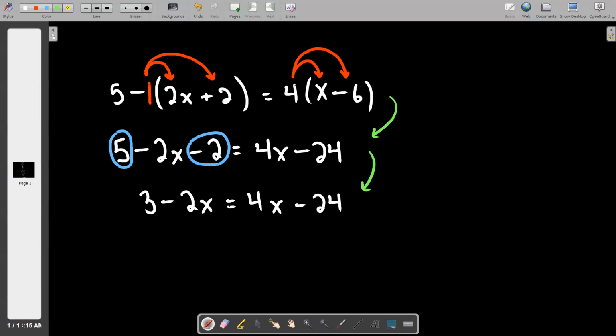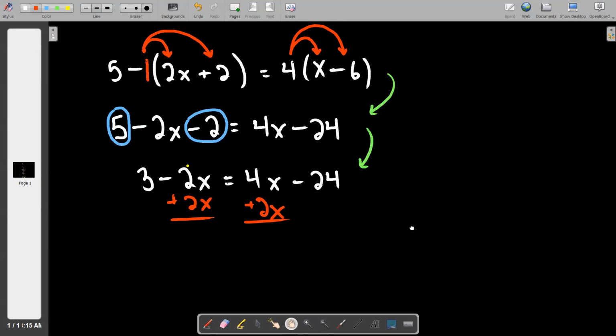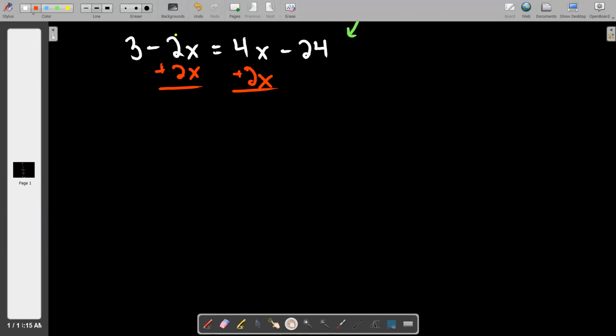As far as I'm concerned, this 3 and this minus 24, they're not even here. I'm not even looking at those guys. I want to control my x's while I have a chance. So I'm going to focus on them. And clearly negative 2x is smaller than 4x. So he's the one that I'll remove. I'm going to add 2x to both sides. I'm going to cross off my inverses, and I'm going to rebuild an equation. I'm going to have 3 now equals 6x minus 24.